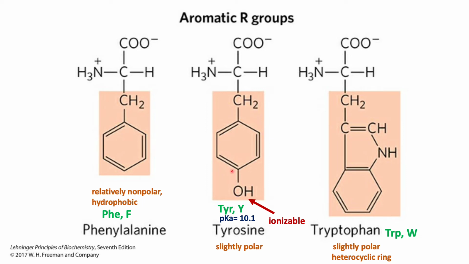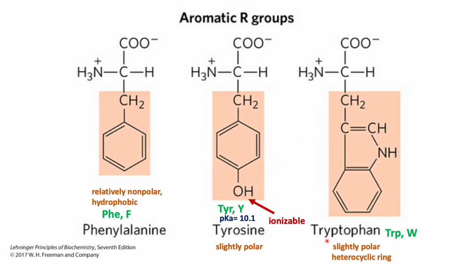Tyrosine is the first amino acid that we see that has a pKa. Why does it have a pKa? Because it has an ionizable group. Oxygen and hydrogen have an electronegativity difference of greater than 0.4. So this oxygen is able to donate or accept a hydrogen because that oxygen has that high electronegativity, and the pKa is 10.1. Tyrosine is also slightly polar because of this high electronegativity and this hydroxyl group over here.